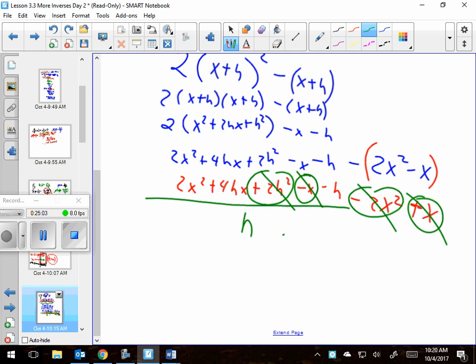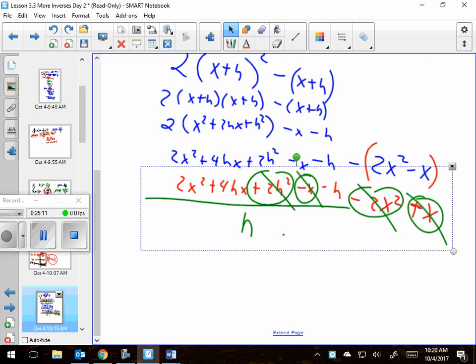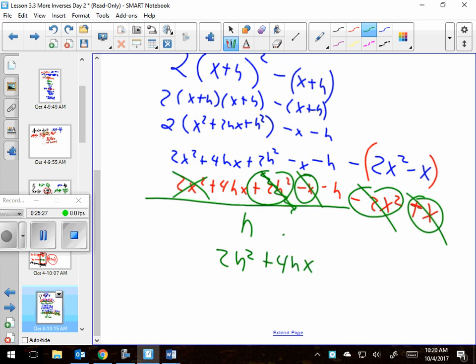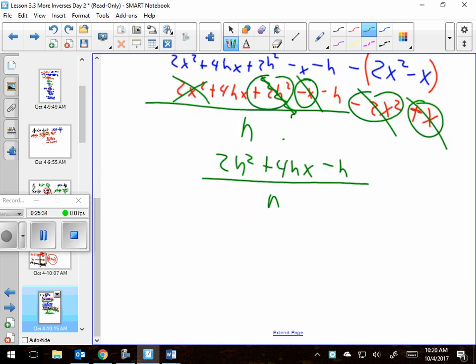Now, if you can factor it, you should. Find a mistake in there? It's the 2x squared, not the 2h squared. Thank you, thank you. All right, how do I fix that? This is getting canceled, but not that, so I'm going to scribble that out. Now I'm going to rewrite it to clean that up. 2h squared is still there, it did not cancel, plus 4hx, and then I have a minus h all over h.